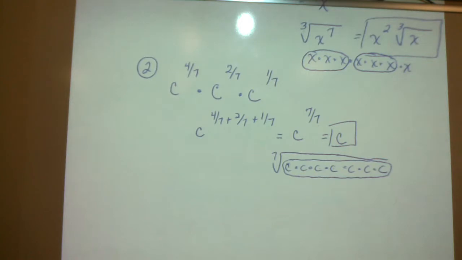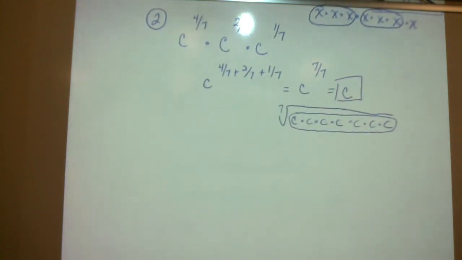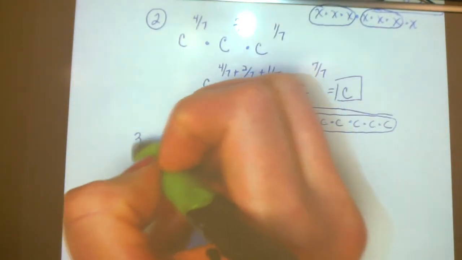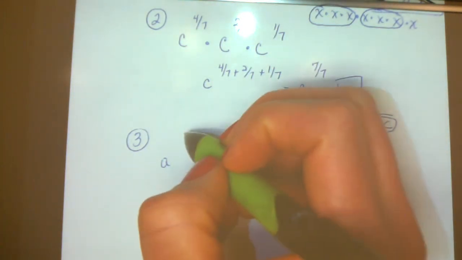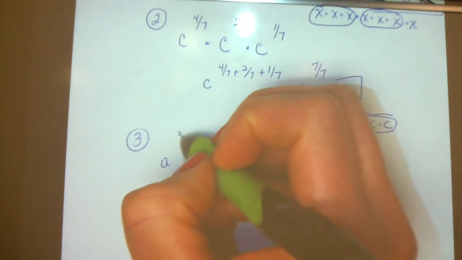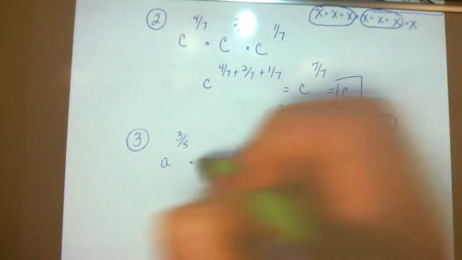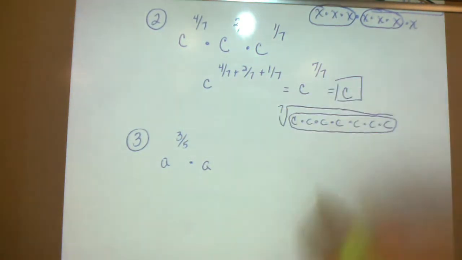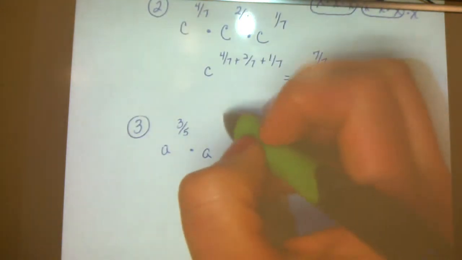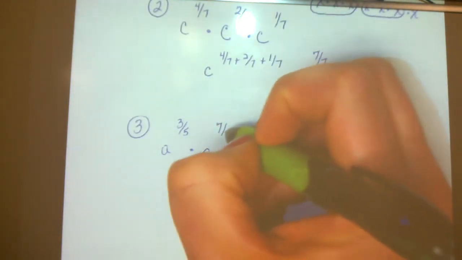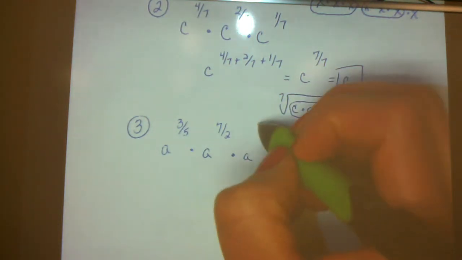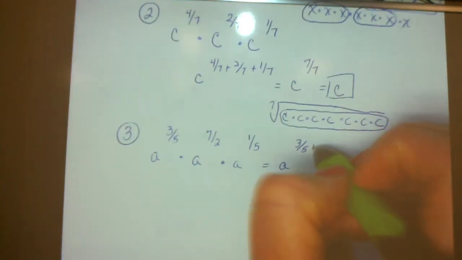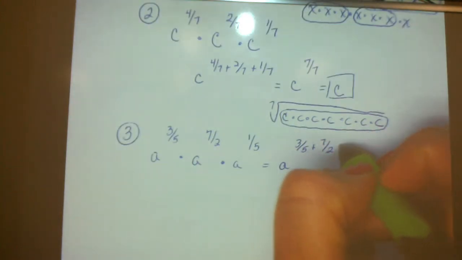All right, let's take a look at one last one where the denominators are not the same. So for number 3, I've got a to the 3/5 times a to the 7/2 times a to the 1/5, as you're adding the exponents here.